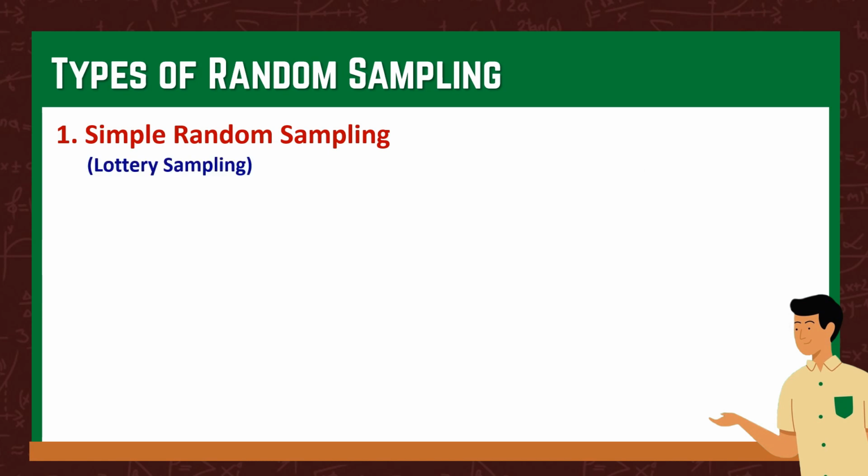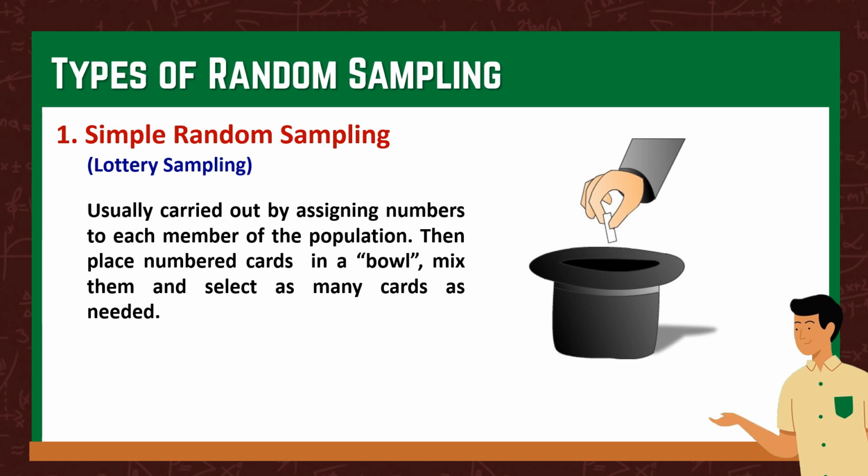One example of simple random sampling is the lottery sampling. Ano nga ba ang ibig sabihin ng lottery sampling? A lottery sampling is usually carried out by assigning numbers to each member of the population. Then place number cards in a bowl, mix them and select as many cards as needed.